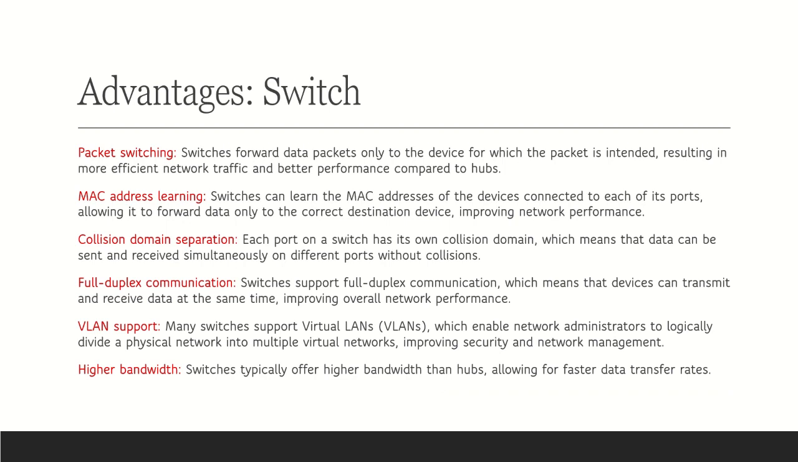Here are some advantages of a switch. One is packet switching, another is the MAC address. A switch can learn MAC addresses. It maintains a MAC address table of the devices connected to each of its ports, allowing it to forward data only to the correct destination device, improving network performance. As it is not used in broadcasting mode, it uses unicast mode.